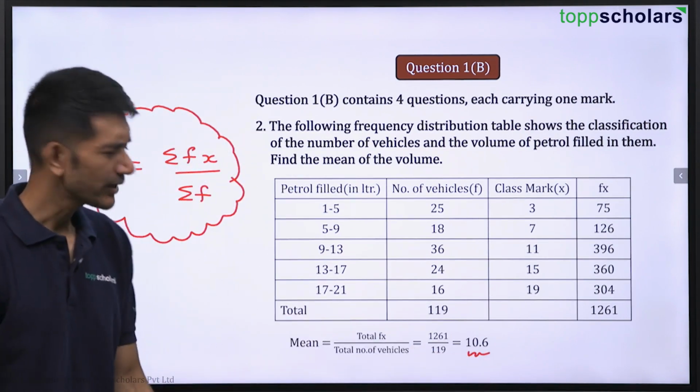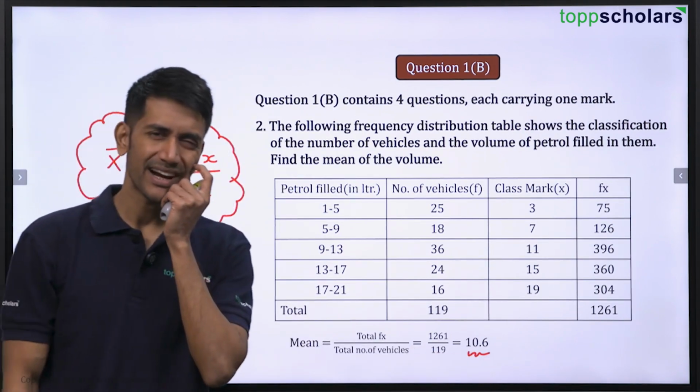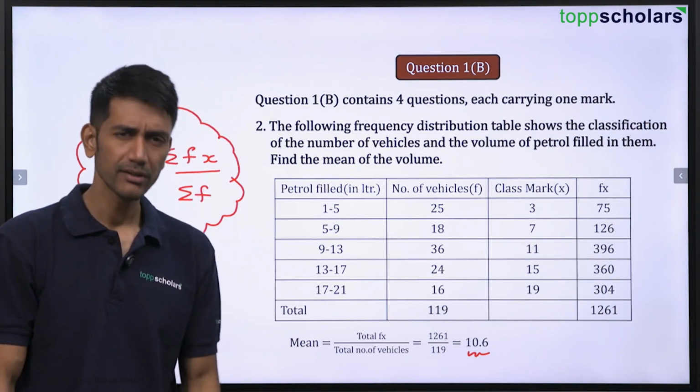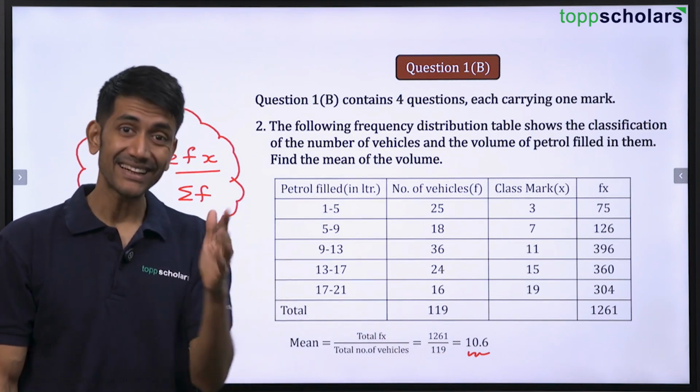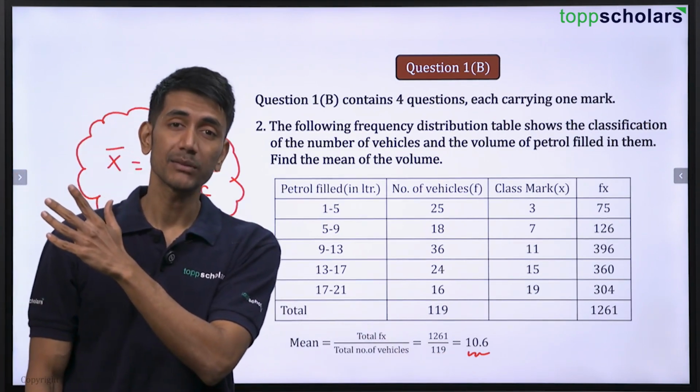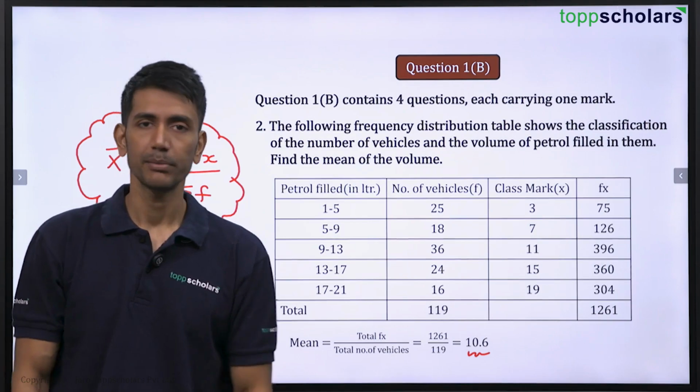That's it. So 10.6 is the approximate value. You can write it up to 1 decimal or up to 2 decimals. Ideally, make sure that you write it down up to 2 decimals. If that is getting divided further and you're getting recurring something like that, write it up to 2 decimal places.